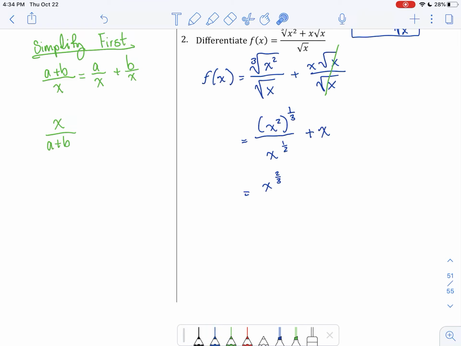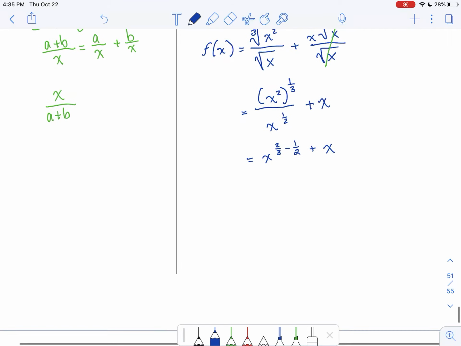And when they're in a fraction, so if I have a power in the numerator and a power in the denominator, I can subtract. So this becomes x to the 2/3 minus 1/2 plus x as our second term. 2/3 minus 1/2. Right, if you want to grab a calculator, you can. You can also just treat that like a regular subtraction problem. Make a common denominator. And we end up with x to the 4/6 minus 3/6. And so that's x to the 1/6 plus x as a simplified version of f of x.